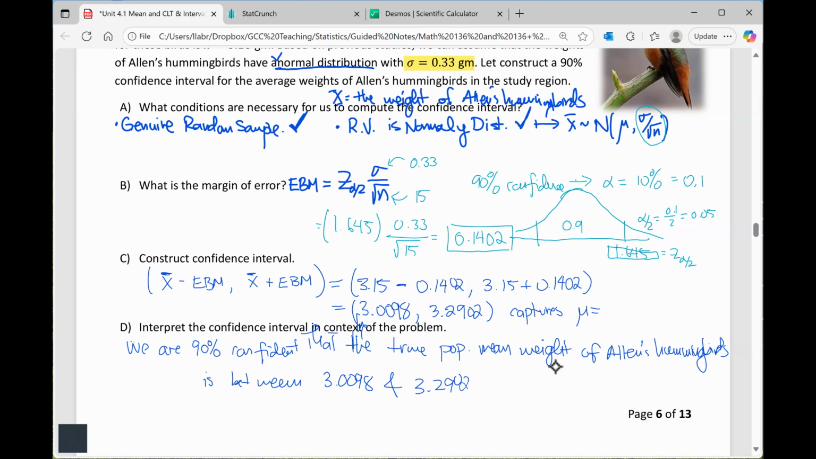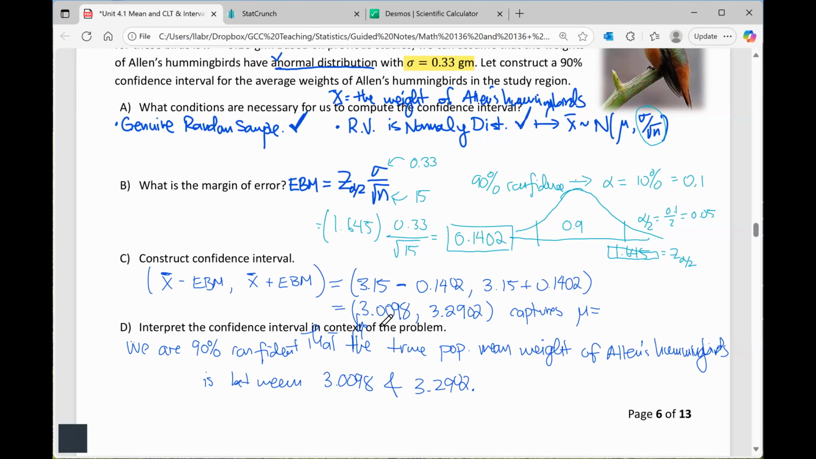3.2902. So this is amazing because you're essentially saying from my sample of 15 birds, I have a fairly good idea as to what the true population average of all of the birds in the population is between. And that's between 3.0098 and 3.2902. So there you have it. That's our first full example for our confidence interval.